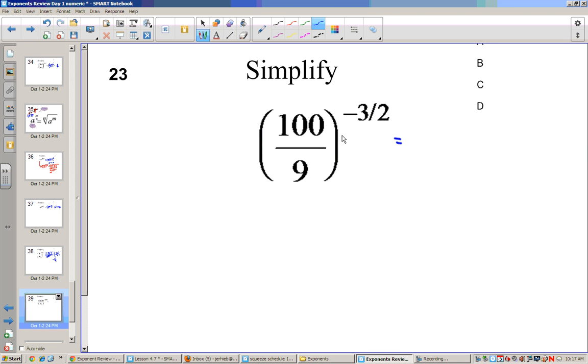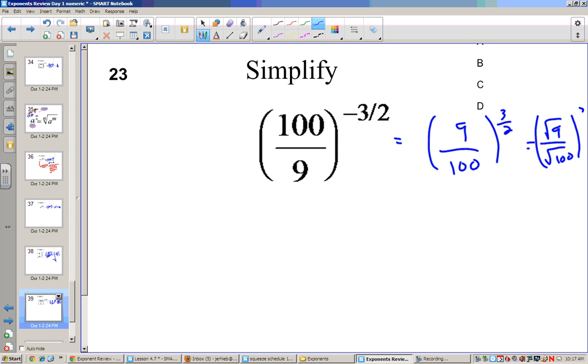Now I square that to get 4 ninths. Now this one, first I'm going to apply this negative. That's going to flip it over. And then it's going to go to the 3 halves. Since both these are perfect squares, I'm going to take the half out. So that's square root of 9, square root of 100. But now I still need the exponent of 3. So that's 3 tenths to the third. That'll be 3 to the third, which is 27, over 1,000.